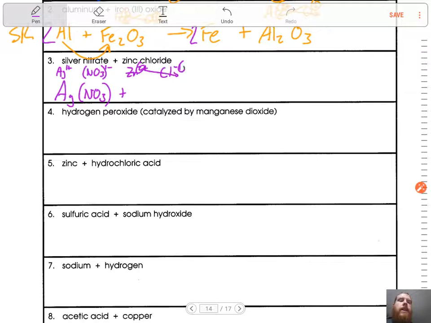Oh, I got to do my crisscross method. So it's ZnCl2. All right, so I've got those written in formula mode. Now I got to ask, well, what type of reaction do I have? Well, let's see. I've got a compound plus a compound. What reaction type has compound plus compound? It's a double replacement reaction.